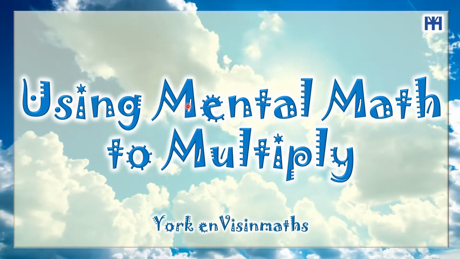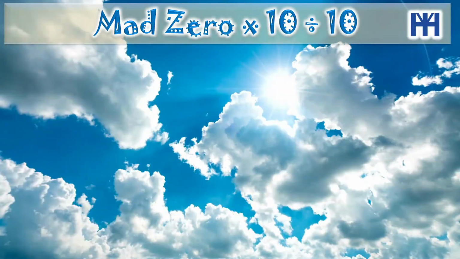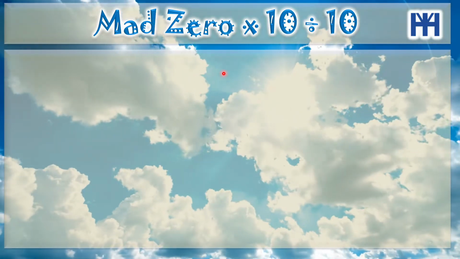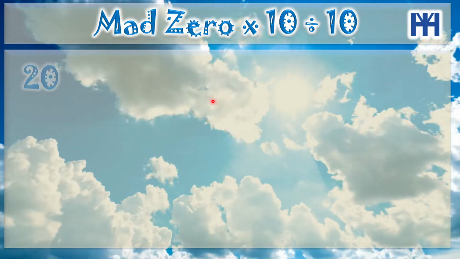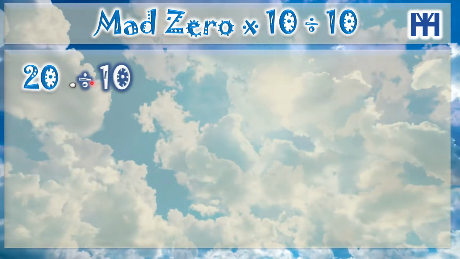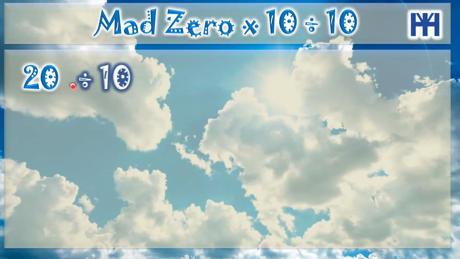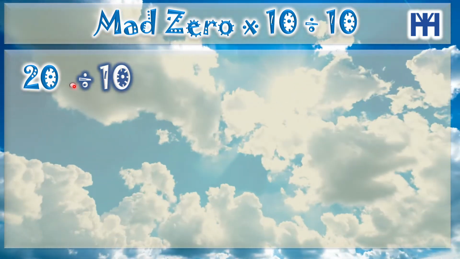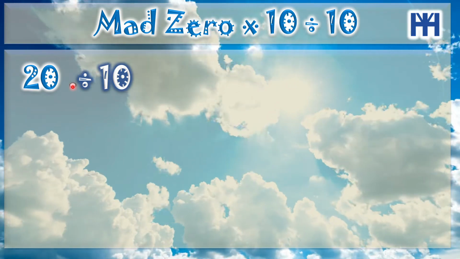Using mental math to multiply. You remember the math zero? Multiply by 10 and divide by 10. Let's say we have the number 20. If we divide by 10, the decimal point is here. After the ones, it's always here. Even if we can't see it, it's here.